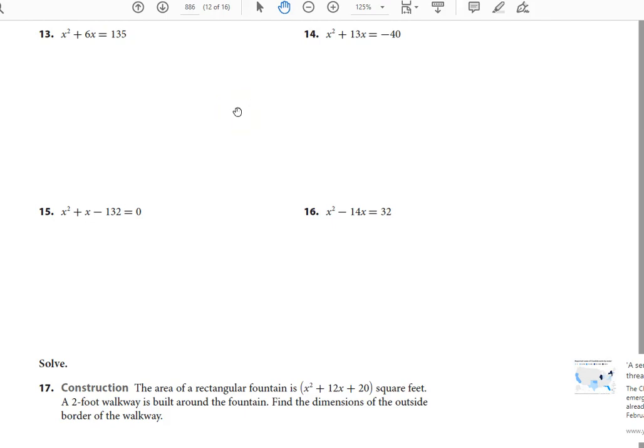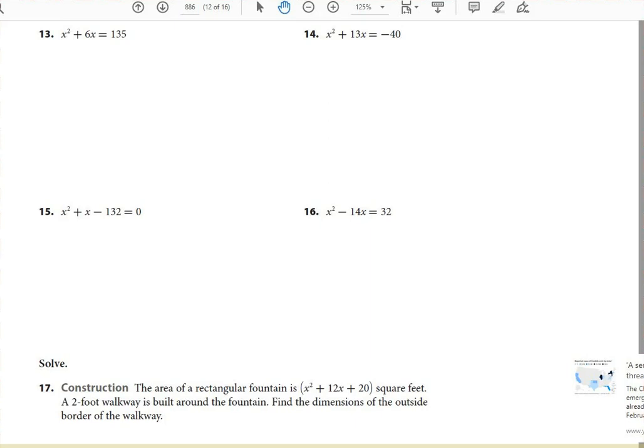I would just like to go through quickly a couple of these problems to give you an example of what we need to do in order to solve equations by factoring. So I'm looking at problem number 14 from 18.1, which is one of the assigned problems for this section. And so we want to solve x squared plus 13x equals a negative 40.